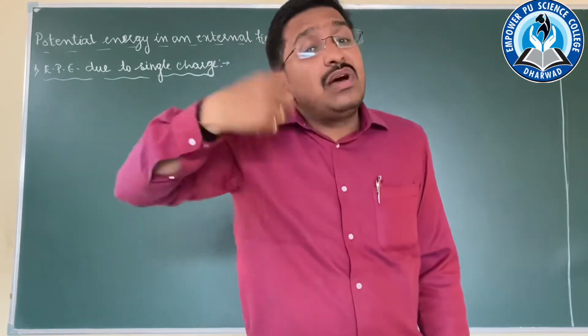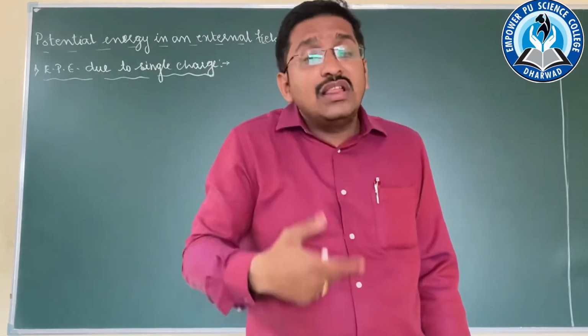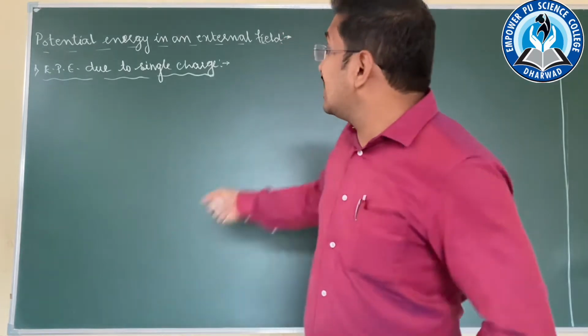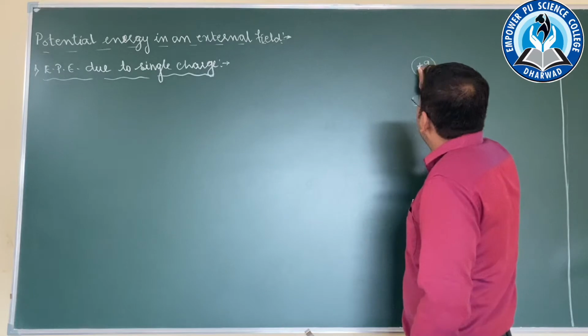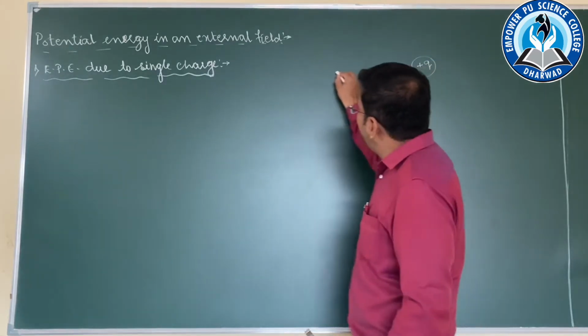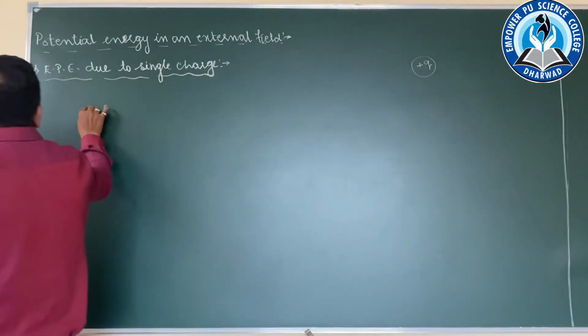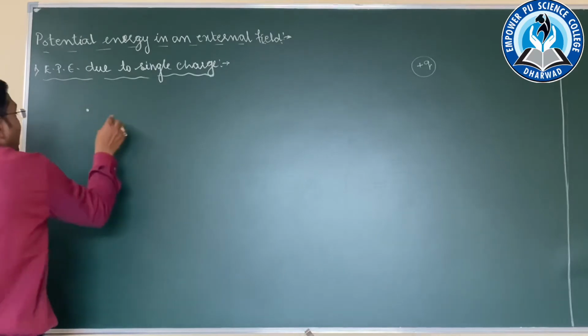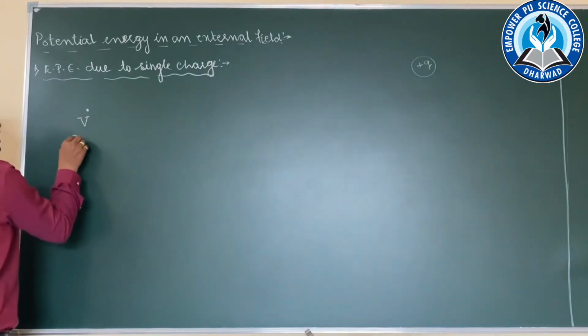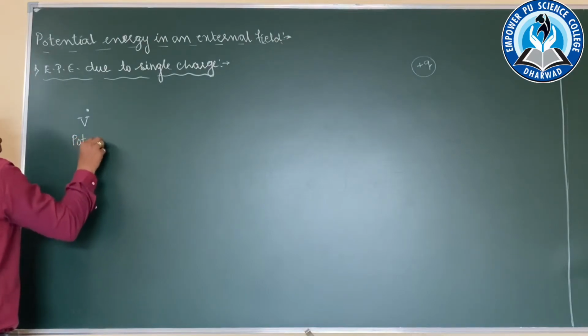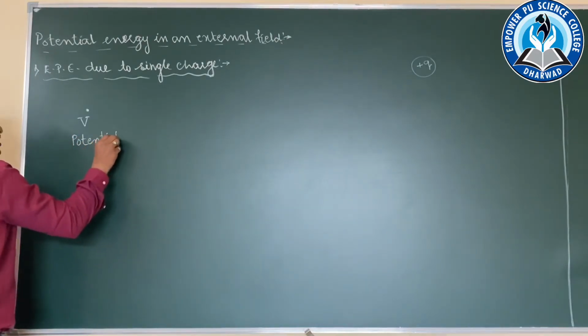Why does the work have to be done? That work has to be done in bringing the charge from infinity to that point. Let us assume that the potential at this point is V.